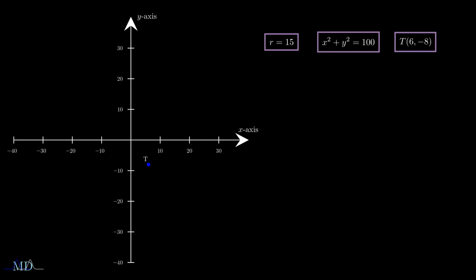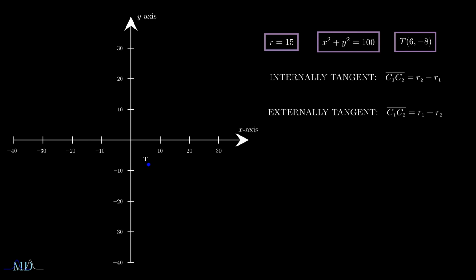We remember that two circles are tangent internally if the distance between the centers is equal to the difference between the radii, while they are externally tangent if the distance between the centers is equal to the sum of the radii. Now we write the equation of a circle of radius equals 15.